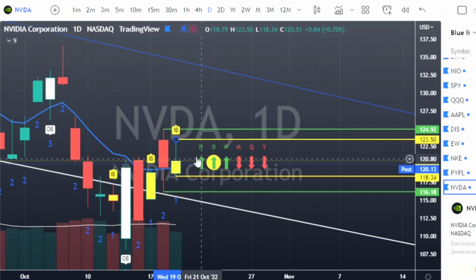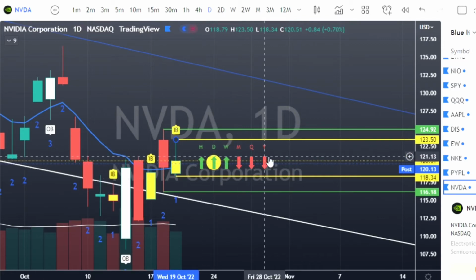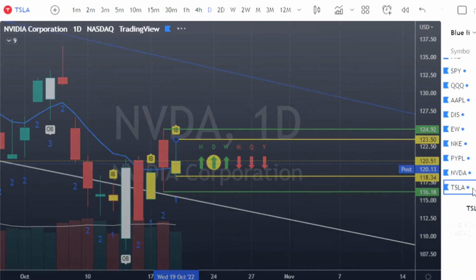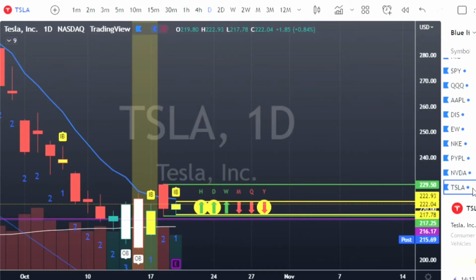So triggers on two ends of this inside bar. We can take calls at 123.50, puts at 118.34. Either way it rolls, we can take that trade on NVIDIA. I believe NVIDIA does have higher premiums though, so you may want to be cognizant of that.